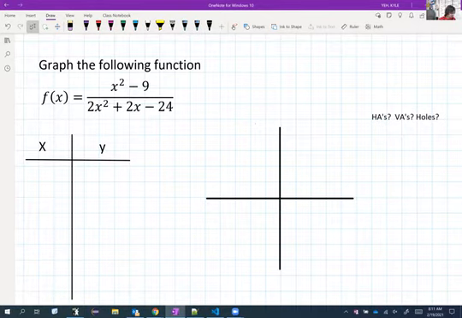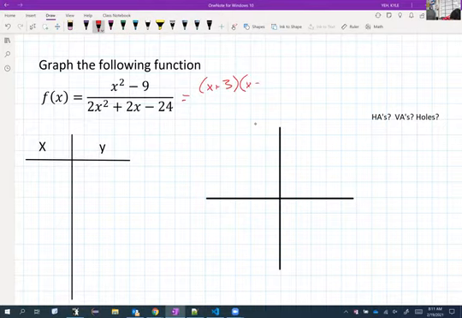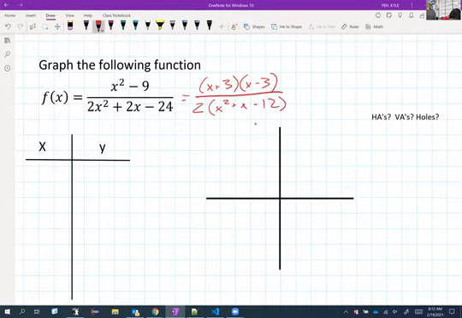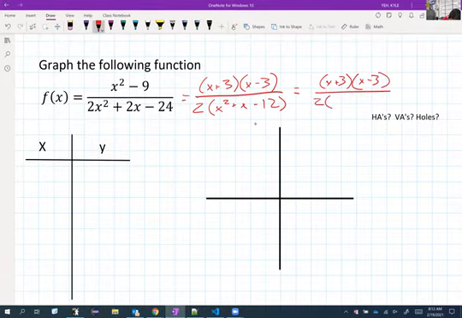But this first one says graph the following function: x squared minus 9 over 2x squared plus 2x minus 24. As I'm sure all of you are doing now that you've written the problem down, you're saying, oh, this looks like it can be factored. x plus 3 times x minus 3 over 2 times, I can pull that 2 out, x squared plus x minus 12. And so that actually looks like x plus 3, x minus 3 over 2, x plus 4, x minus 3.